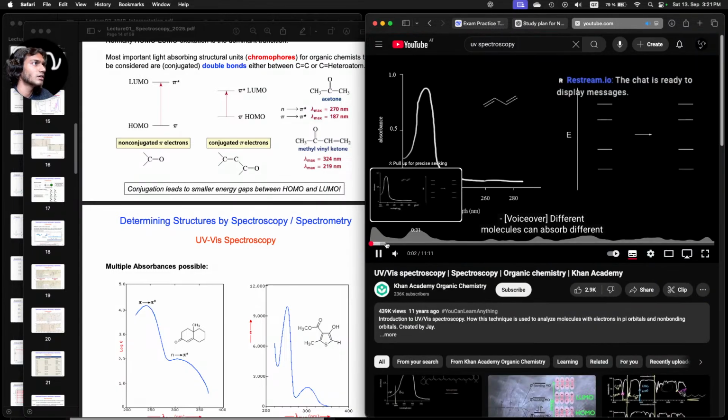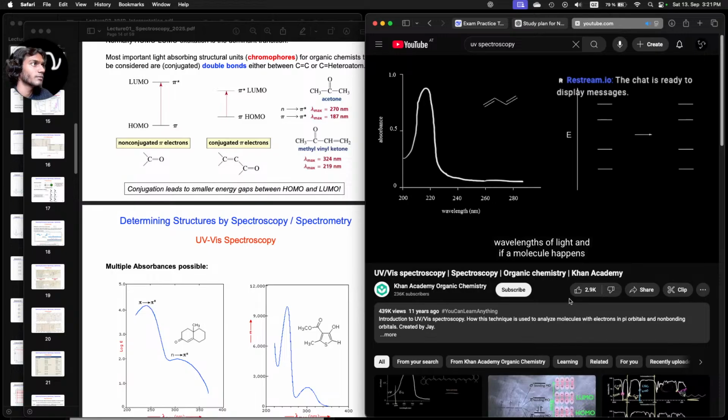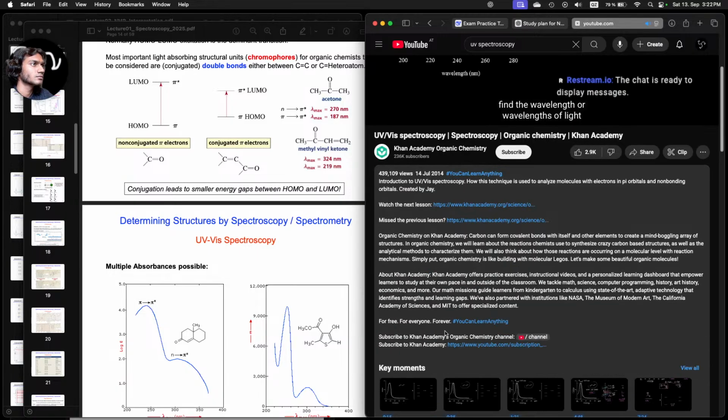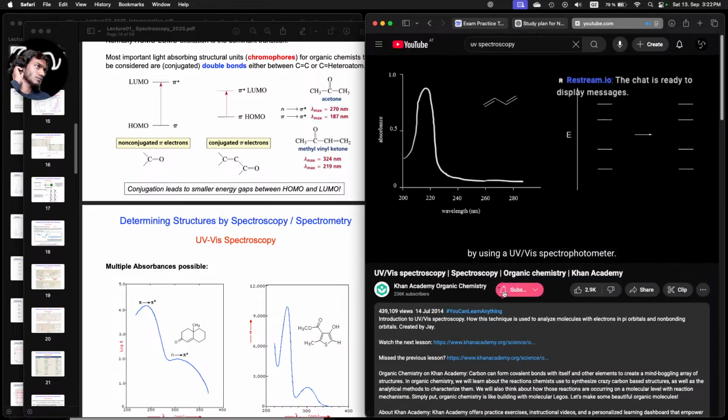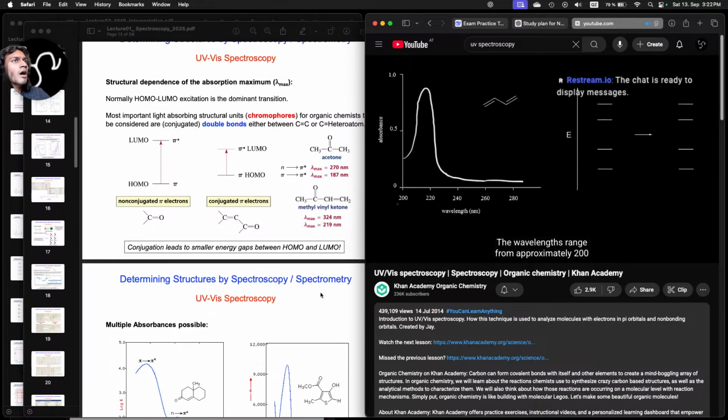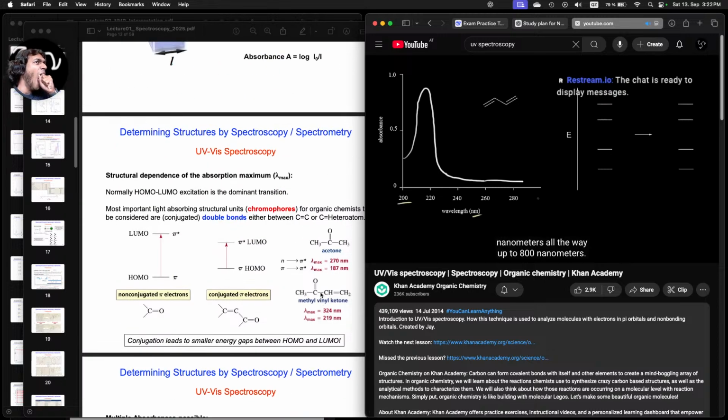Different molecules can absorb different wavelengths of light, and if a molecule happens to absorb light in the ultraviolet or the visible region of the electromagnetic spectrum, we can find the wavelengths absorbed by that compound using a UV-Vis spectrophotometer. It shines light with a range of wavelengths through a sample of the compound, and you get an absorption spectrum, here for 1,3-butadiene.